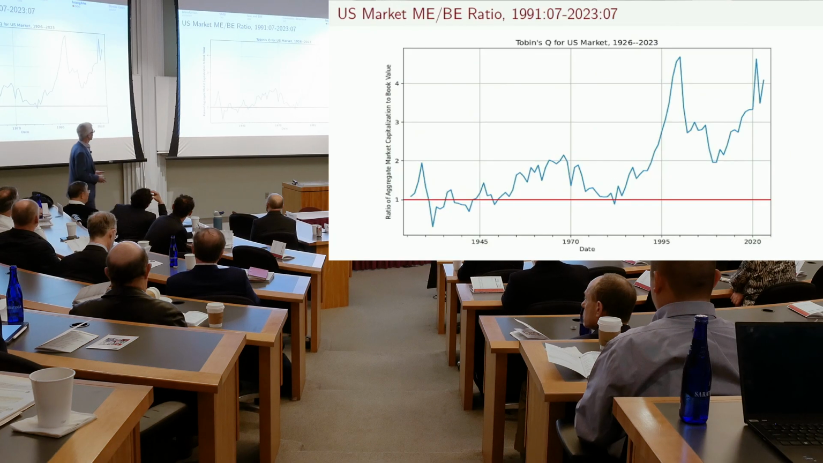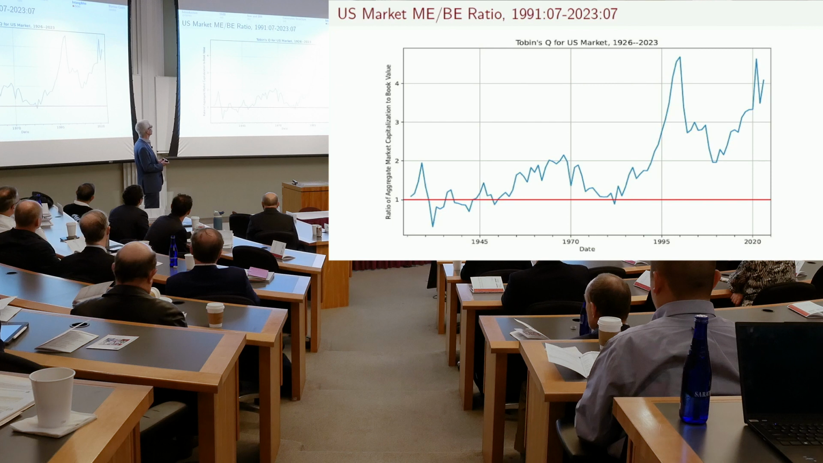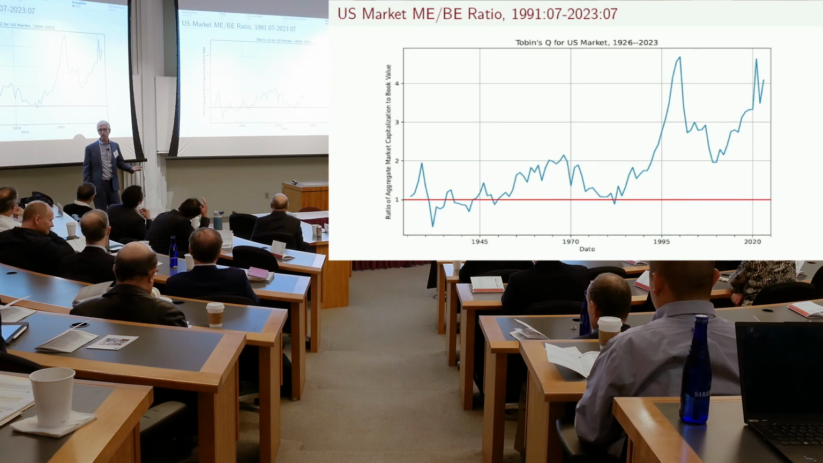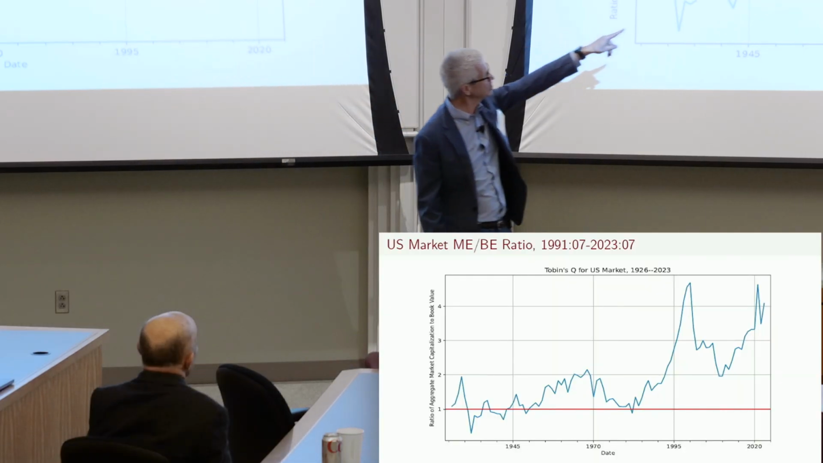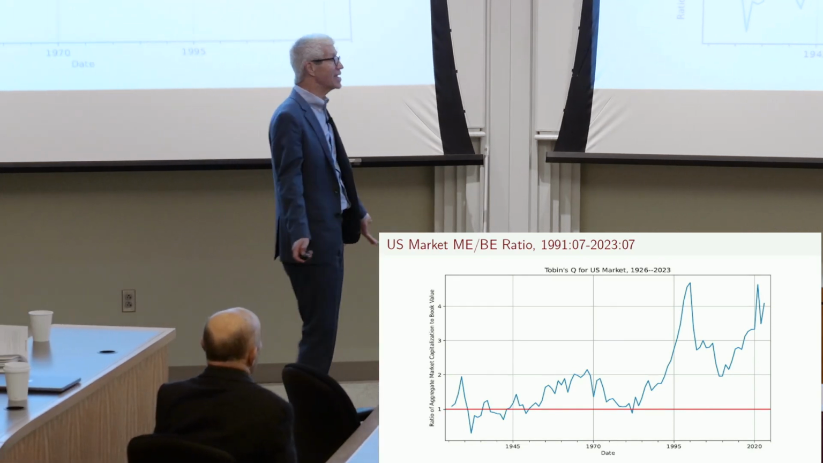One other thing I wanted to talk about here is the use of book to market. This is a plot again from Ken's data of Tobin's Q for the U.S. market. In other words, the ratio of the market value of all the firms in the U.S. market to the book value of all the firms in the U.S. market. You see this pretty striking change over time. If you go back to the 1930s, the ratio of the market value to the book value of U.S. firms was about 0.47. More recently, we're at a little over 4. That's a pretty striking change.